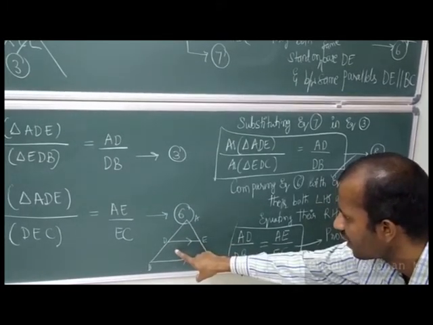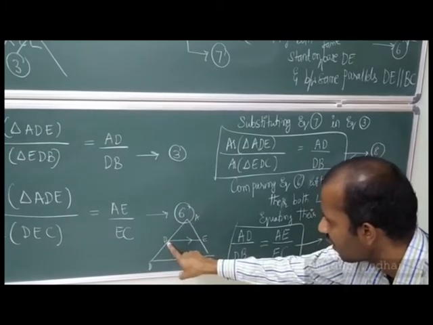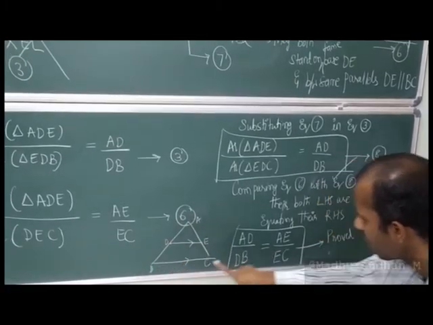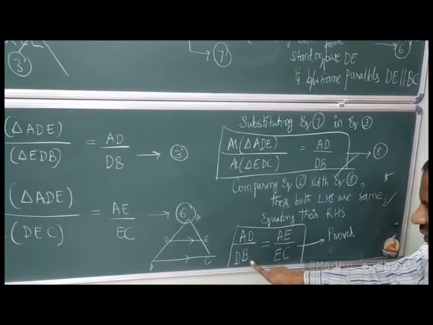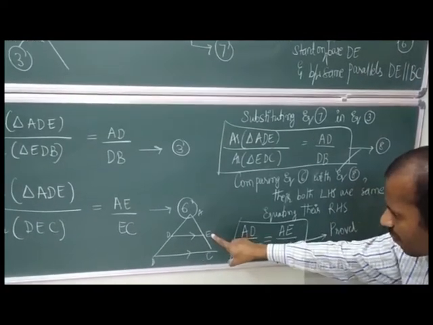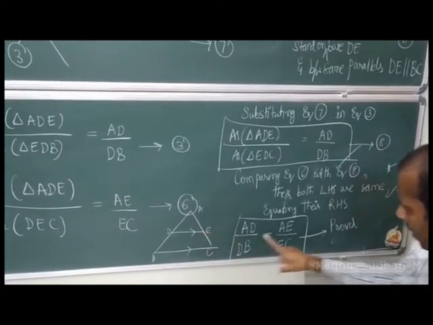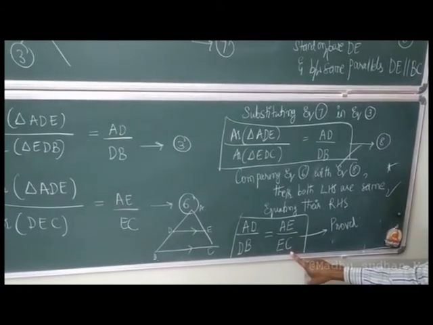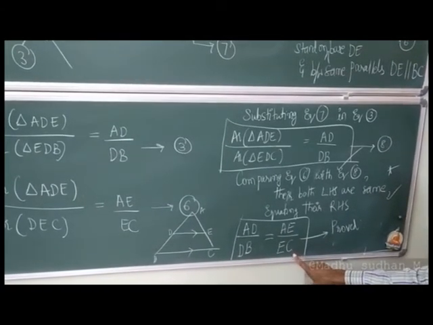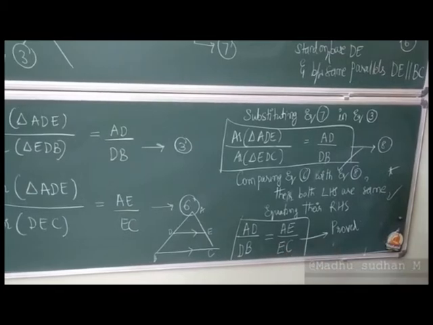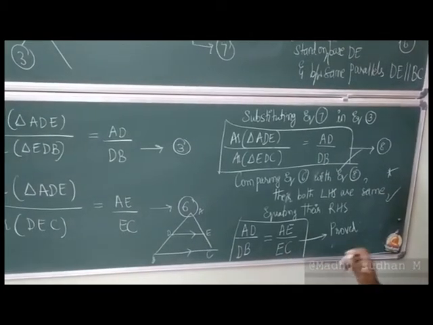So what is the meaning of that? AD by BD or AD by DB, both mean the same. AD by DB, we have got it, right? The other side divides in the same ratio, AE by EC. Have you got AE by EC here? So this is the proof of your basic proportionality theorem. Followed it, children.